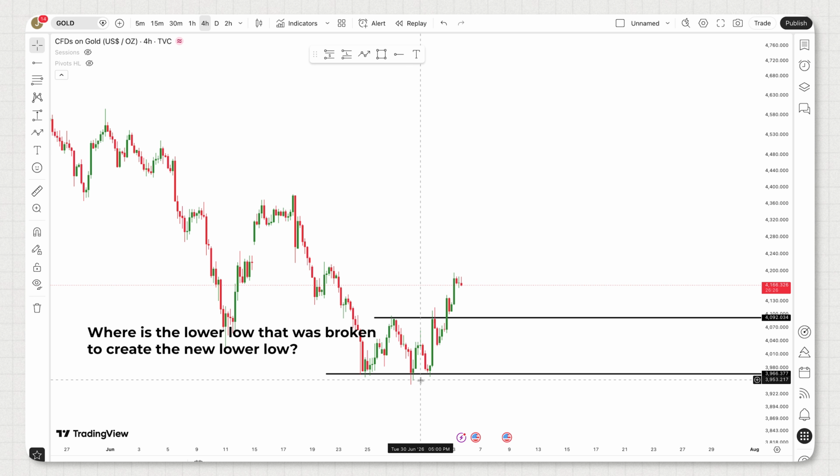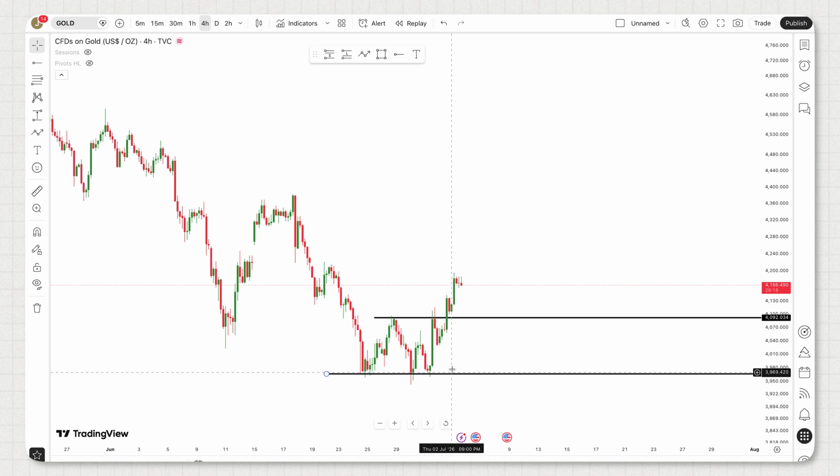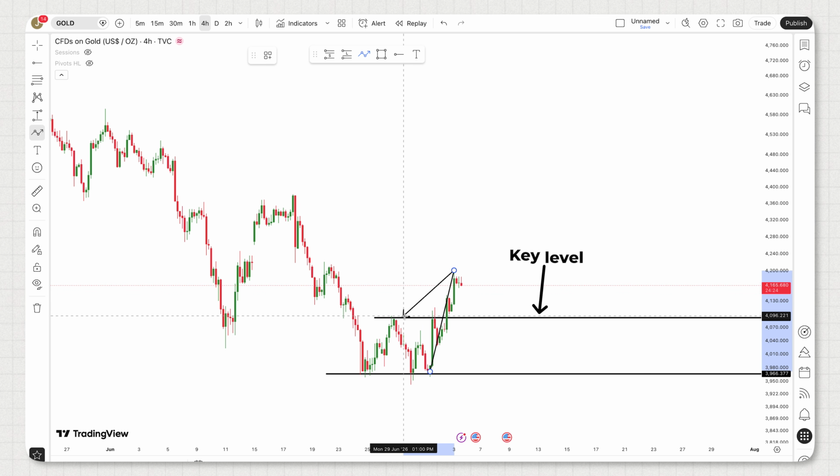We wait for price to either break above the swing high or we wait for price to break below the swing low. So currently price on gold broke above, giving us an indication to the upside. So if you trade ICC, you know it's indication, correction, and continuation. We currently have our indication, which now makes this our key level. This is our key level because this is where price has broken above the swing low.